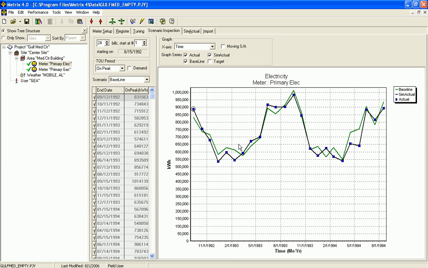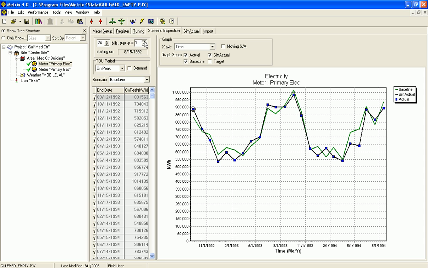Looking at the usage versus time graph, we can see that there are two lines. The green line represents the baseline energy usage, and the black line represents actual energy usage. We can see that from February of 1993 to February of 1994, there is almost no difference between the baseline and actual energy usage, and this is due to the fact that this was the period used in tuning.